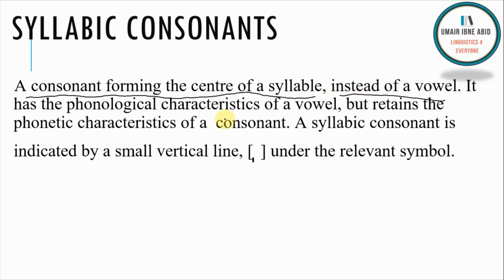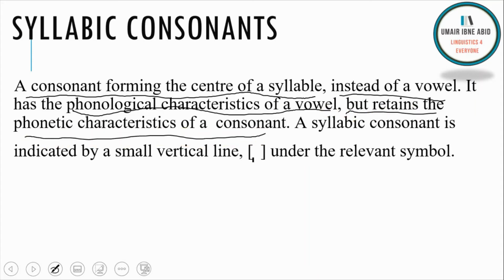It has the phonological characteristics of a vowel. So that consonant would have phonological characteristics of a vowel, but retains the phonetic characteristics of a consonant. We know that phonetics deals with the actual pronunciation, actual performance. So for example, if l is a consonant, l will always remain a consonant phonetically, but phonologically it sometimes has some characteristics of a vowel, so therefore it is called a syllabic consonant.